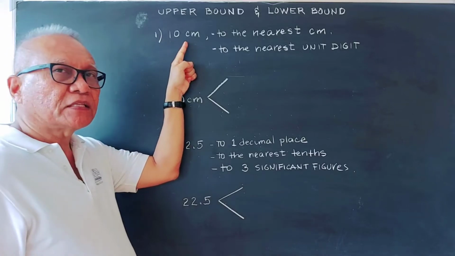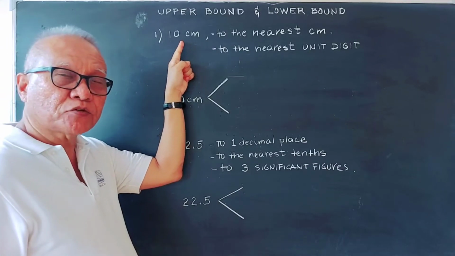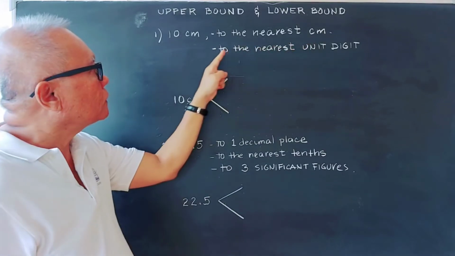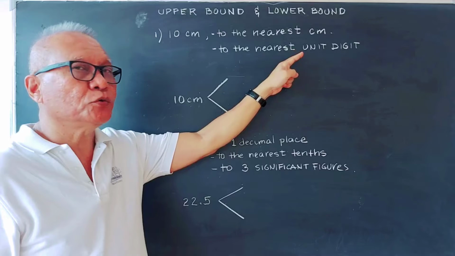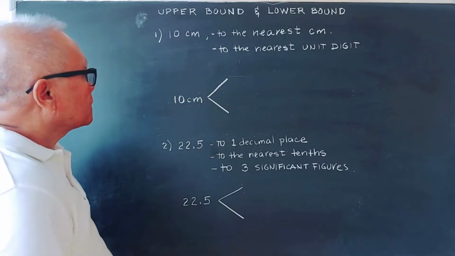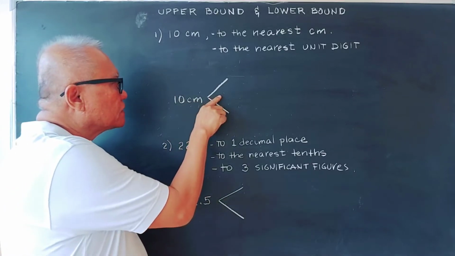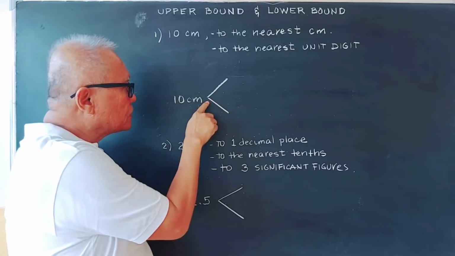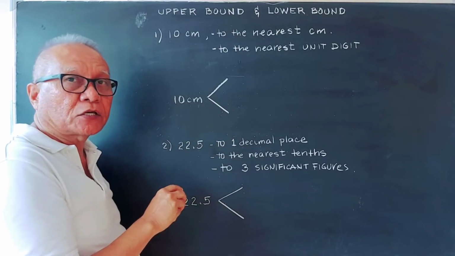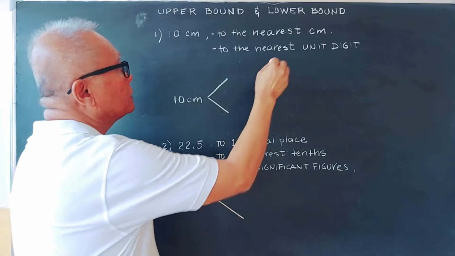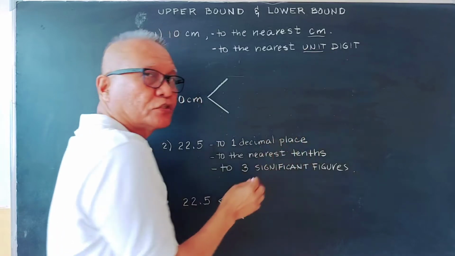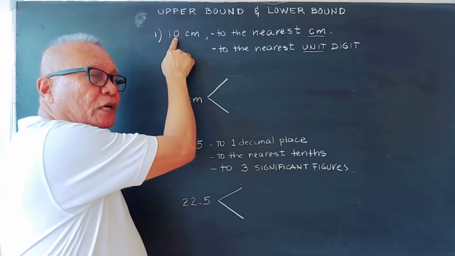Number one, we have 10 centimeters and this measurement is correct to the nearest centimeter, or it is correct to the nearest unit digit. So the unit digit is this one. So we have 10 centimeters here. This is for the upper bound and this one is for the lower bound. First, we get the accuracy. So what is the accuracy of this one? Nearest centimeter is also the same as unit digit. This one, 1, 2, 3, 4 up to 9.